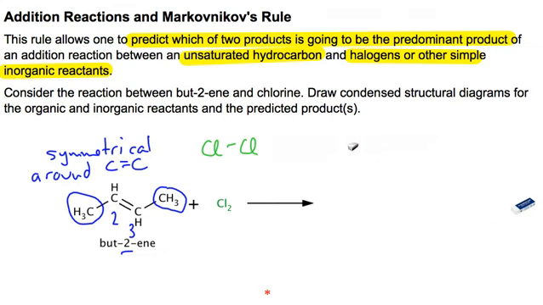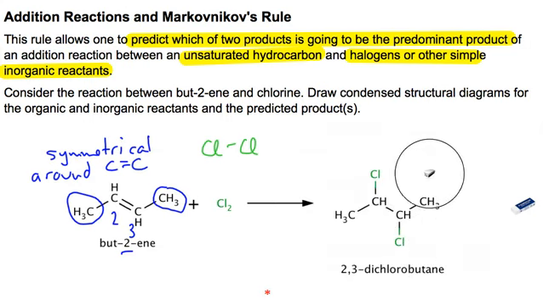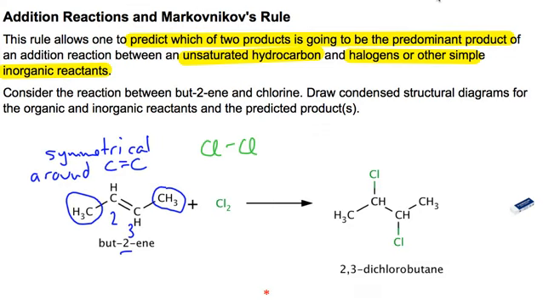If you did name it, you would have named it 2,3-dichlorobutane. So there's the product, 2,3-dichlorobutane. There's only one possible product. One of those chlorines gets attached to one of the carbons, and the other chlorine gets attached to the other carbon of the double bond. There's no other way around that one. So we only get a single possible product here.